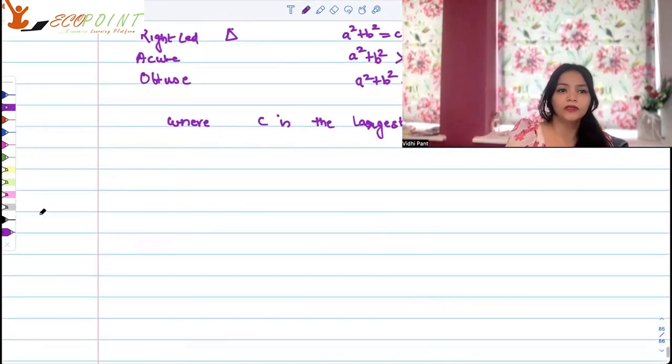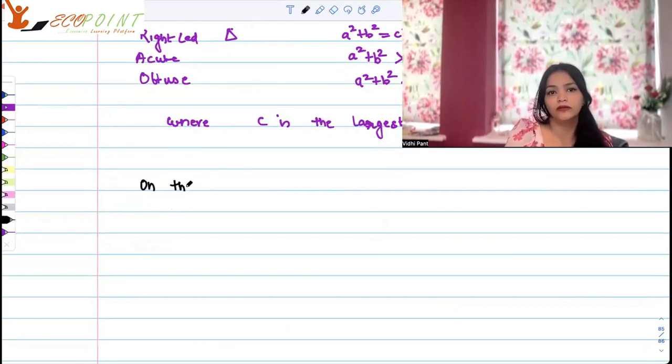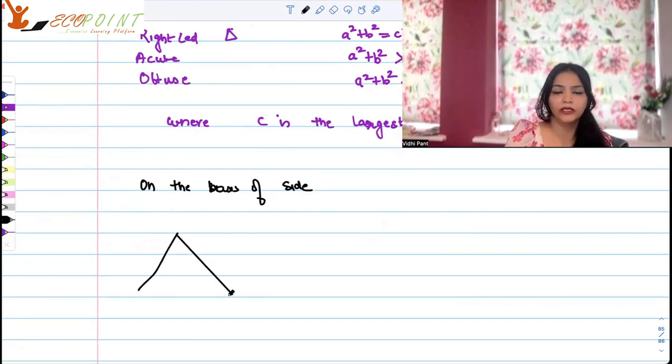And then comes the last thing that I want to discuss out here, on the basis of side, हमारे को क्या क्या triangles होते हैं? On the basis of side, so we have equilateral triangle. All three sides are equal.